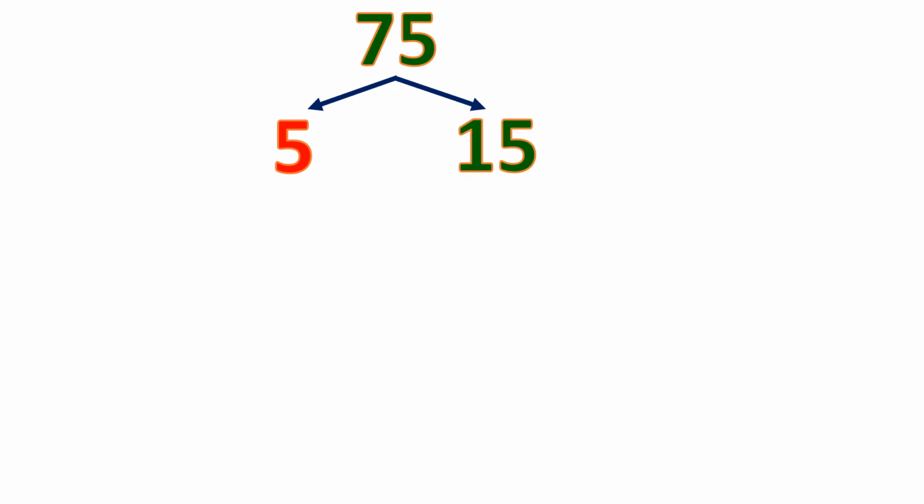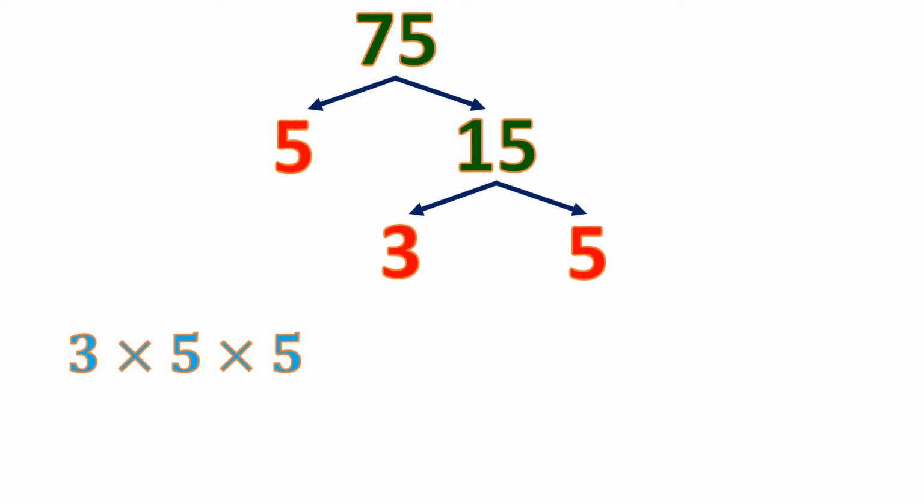And so we're going to separate 15 because 5 is already prime. So 15 can be separated into 3 times 5, where 3 and 5 are already prime numbers. And so the final answer for this is 3 times 5 times 5. So you can actually interchange the numbers. It's going to be the same, but it is still better to arrange it in order from smallest to biggest.